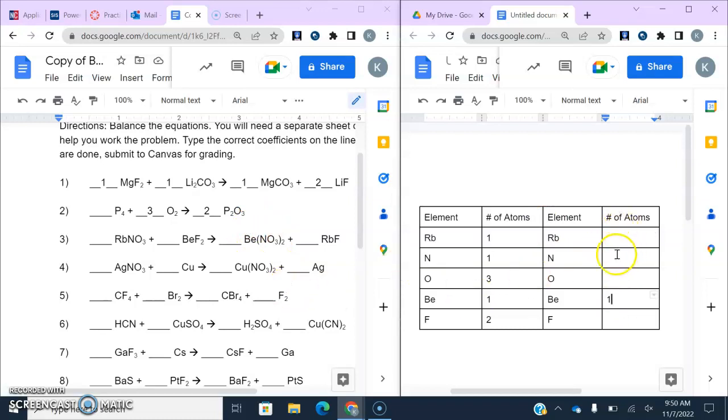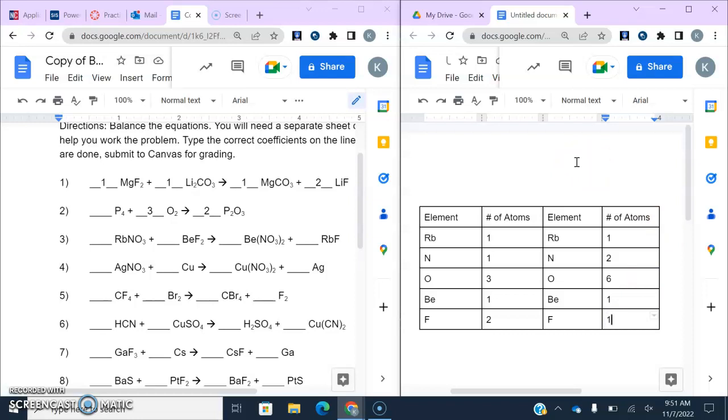We have 2 nitrogen because this nitrogen applies to here. So 2 times 1, because he's got an assumed 1 subscript. 2 times 1 is 2. 2 times 3 is 6, so we have 6 oxygen. Then we have 1 rubidium, 1 fluorine, okay? So out the gate, I can see that this is definitely not a balanced equation.